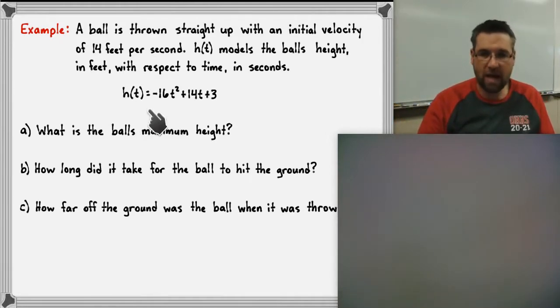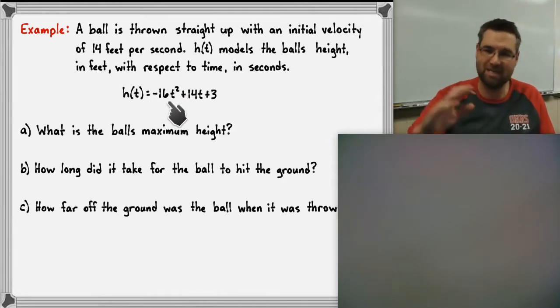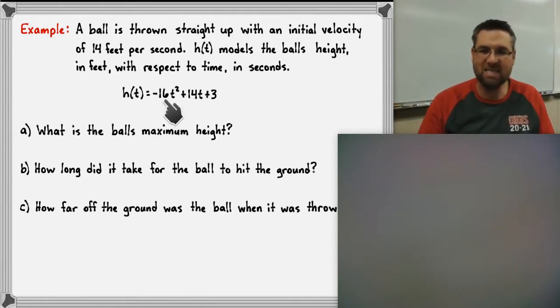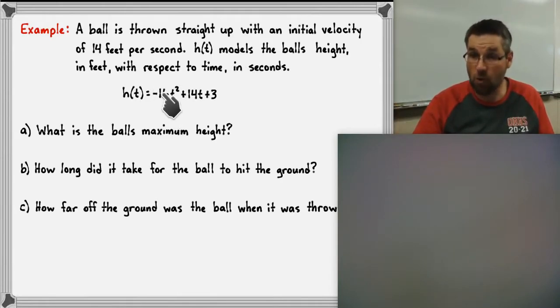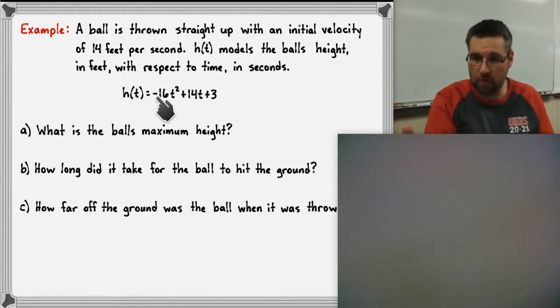Well, in a quadratic, this initial number here, this a value, the -16, is the force of gravity on the object. That number is a constant value. That -16 is in terms of feet per second squared. Now, I'm not going to get into the details of what that all means, but this -16 represents gravity. It's negative because it's pulling the object downward, okay?